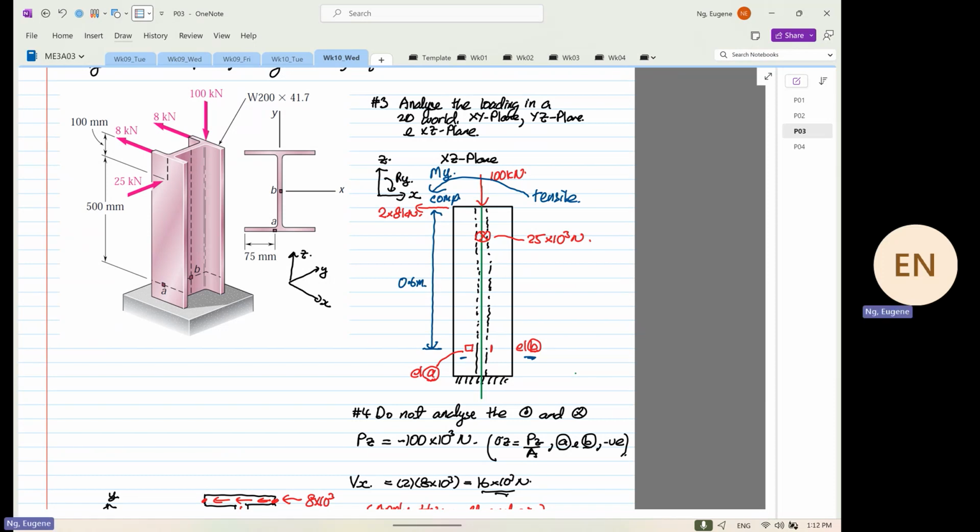Okay. So now let's hurry up. We are going to look in the YZ plane. Then you see what we are seeing. Be patient with me. So now we look into the YZ plane.